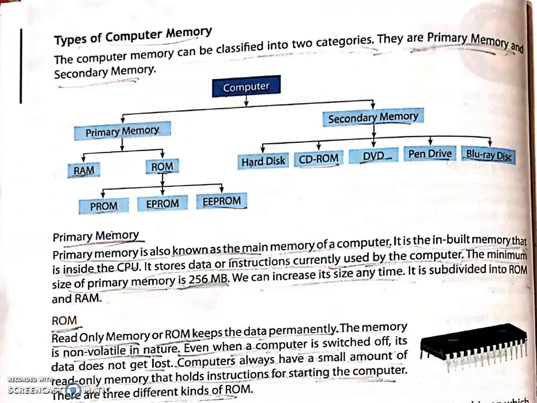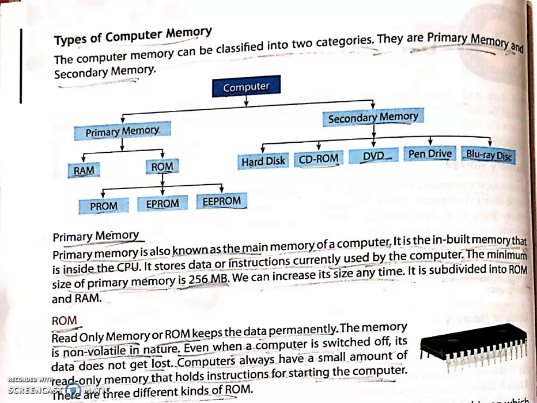Now let us learn about types of computer memory. So first of all, the computer memory can be classified in two main categories. These are primary memory and secondary memory. So a computer will have a primary memory and a secondary memory.